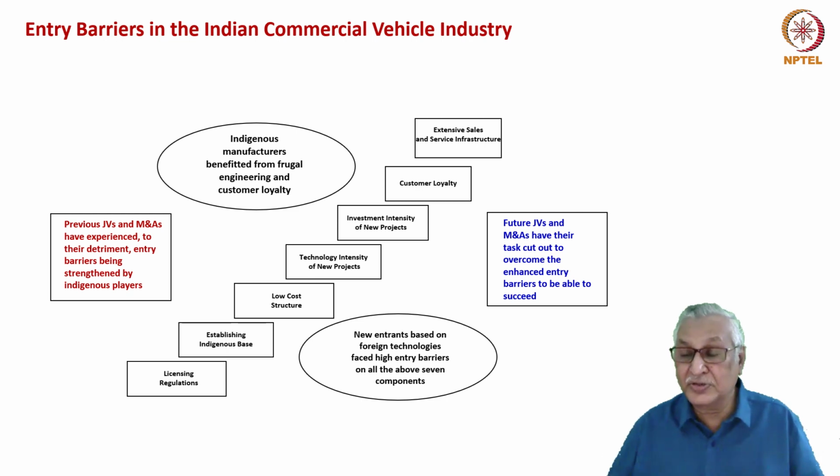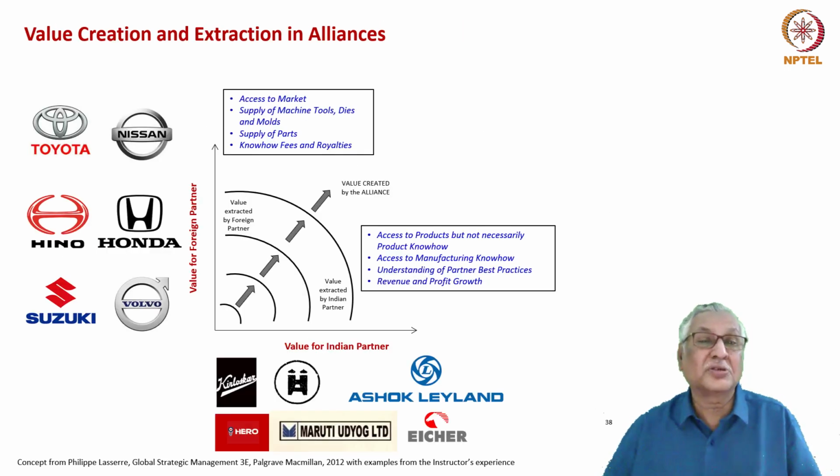commercial vehicle industry. So the structure of the industry becomes very important when you look at whether you should go the alliance route or any other route, including wholly owned subsidiary. How does value creation and extraction happen in alliances?